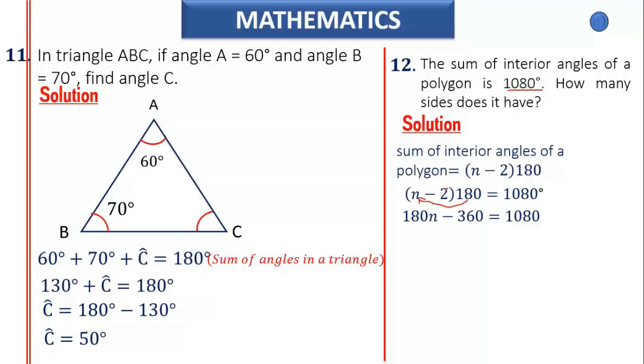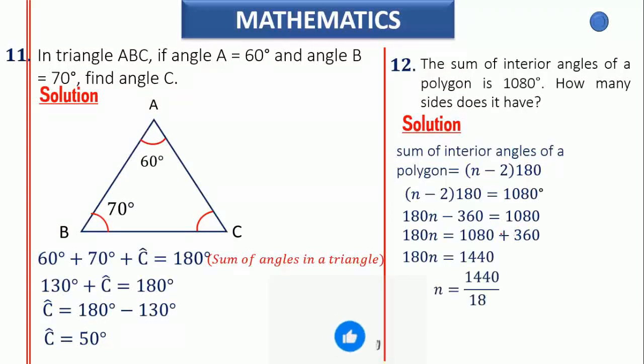So expand your bracket, 180 multiplying n, and then minus 2 multiplying. So 180 multiplied by n will give us 180n. 180 times minus 2 will give us minus 360. Okay, so if you solve that further, you have 180n equals 1080 plus 360. So that means we have this, and that will give us this, and our n then will be 8 sides.